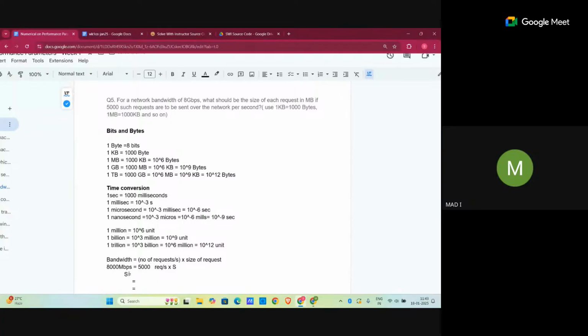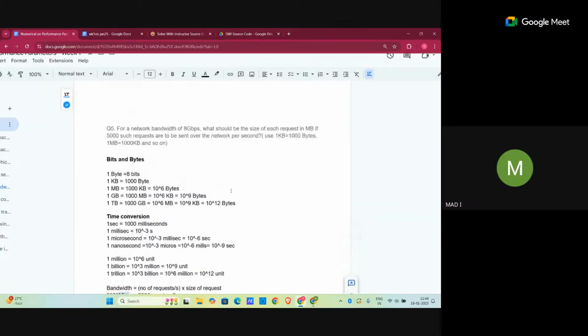So my size of request will be 8000 divided by 5000. I just converted it into Mbps for the ease of calculation. So this will be equal to 1.6 mega. Now, will it be bits or bytes? Bits. Why is it bits? Because here the bandwidth is in bits. So this will be equal to 1.6 megabits.